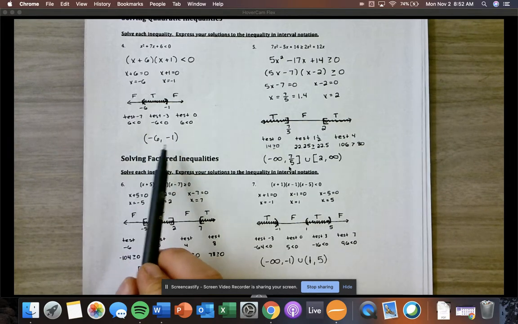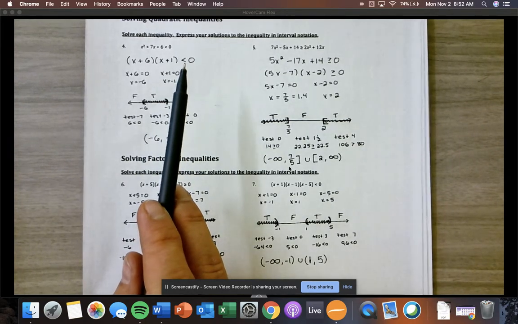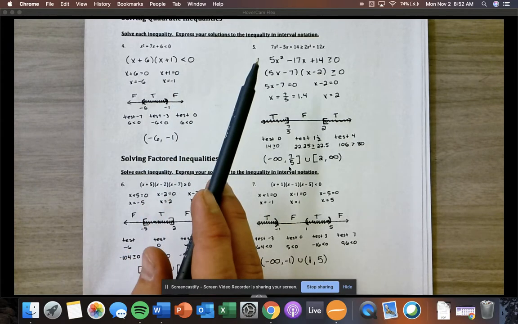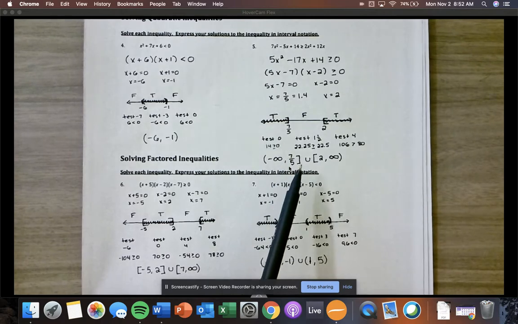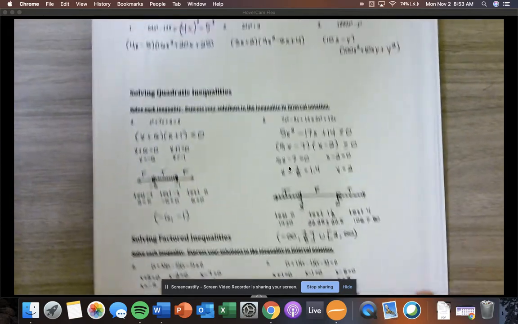And we would use parentheses here because it's just less than. It's not less than or equal to. Notice in number 5, it's greater than or equal to, so we have brackets around everything. But we solve these the same way in each of them, so if you wanted to take a second, look at them, feel free. But I'm going to keep going.